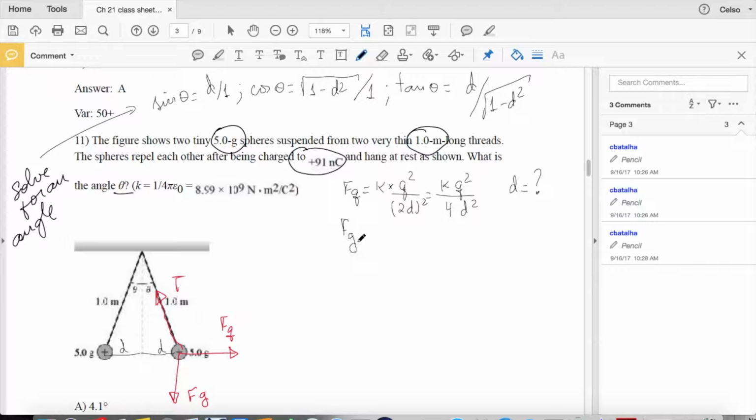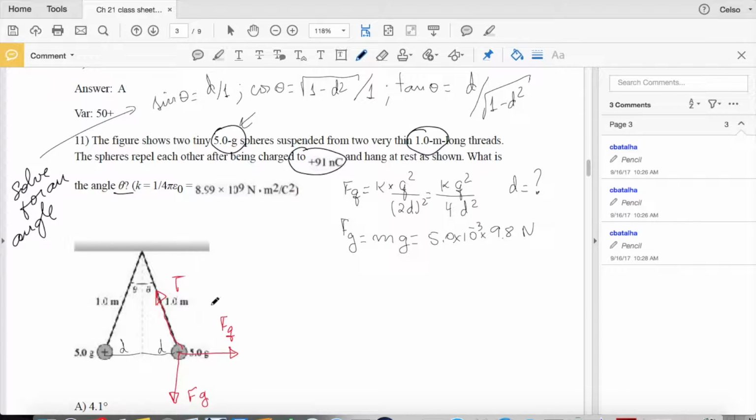Fg, the weight of this pith ball, is mg. This is a known quantity, right? So we know that one: 5 times 10 to the minus 3 times 9.8, all of that in newtons.